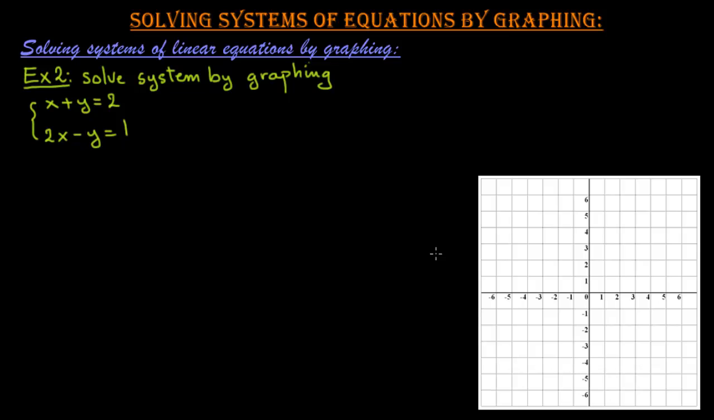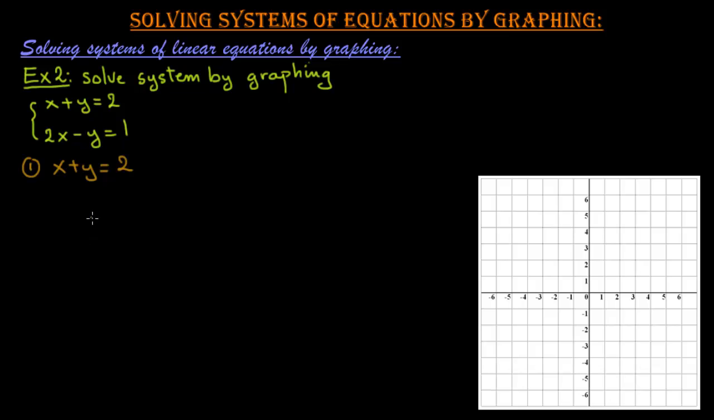Now let's go over today's section. In example 2, they are asking us to solve a system by graphing. Our system is x plus y equal to 2 and 2x minus y equal to 1. The way to solve this one by graphing is we graph each equation and put them both in the same x and y coordinate plane. So let's go over the first equation. The first equation is x plus y equal to 2. I like method 2.